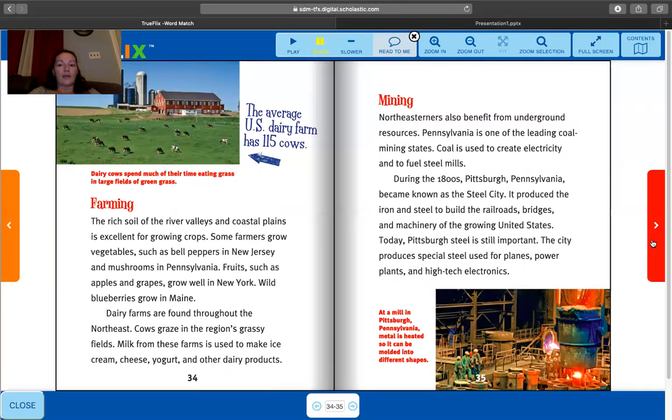Mining. Northeasterners also benefit from underground resources. Pennsylvania is one of the leading coal mining states. Coal is used to create electricity and to fuel steel mills.